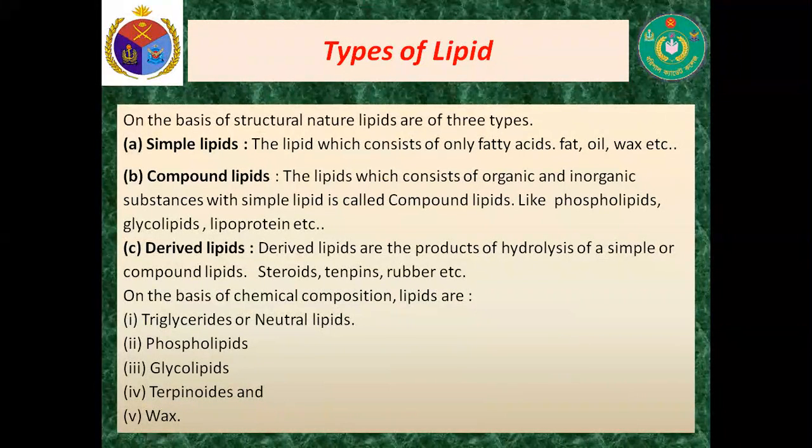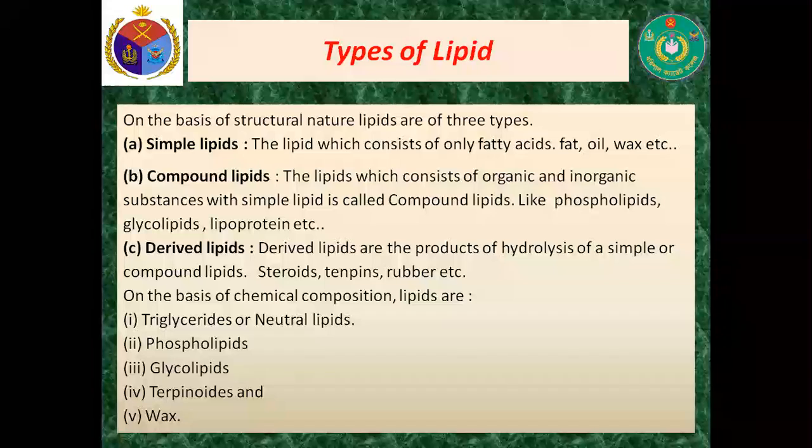Compound lipids. The lipids which consist of organic and inorganic substances with simple lipid are called compound lipids, like phospholipids, glycolipids, and lipoproteins. Now, derived lipids. Derived lipids are the products of hydrolysis of simple or compound lipids. Steroids, terpenes, and rubber are examples of derived lipid.